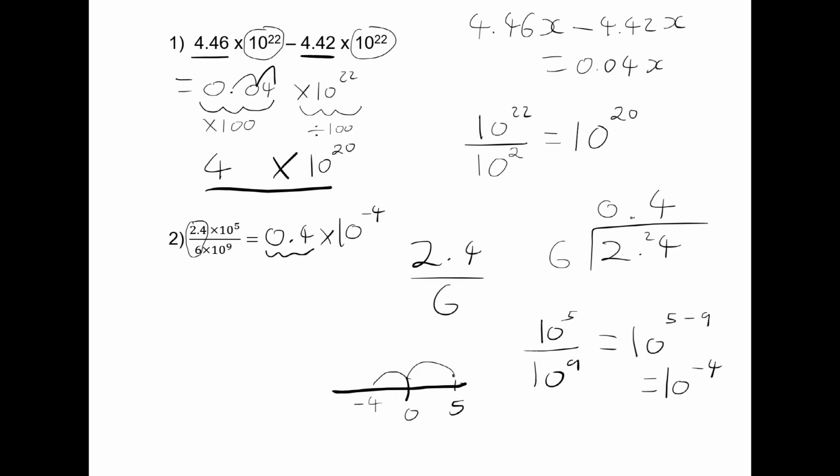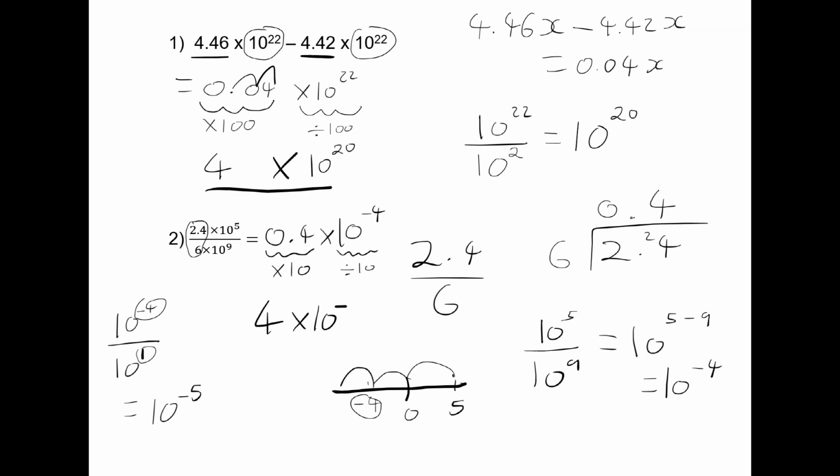To make this in the standard form, I've got to times 0.4 by 10. And to compensate, I need to divide 10 to the minus 4 by 10 to keep the number the same. So I end up with 4 times 10, and let's think about what happens to that power. 10 to the minus 4 divided by 10, which is just 10 to the 1, is going to be 10 to the minus 5, because minus 4 take away 1 is minus 5. So we end up with the final answer of 4 times 10 to the minus 5.